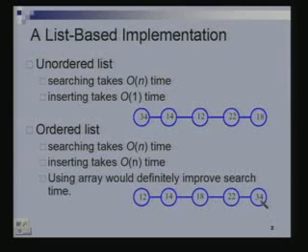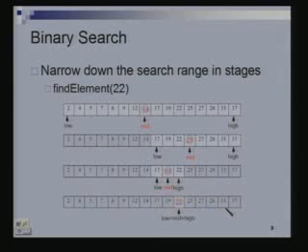If we use an array, searching can improve, right? And we've seen an example of how to do this. We use binary search to do that, right? So if the elements are ordered and we put them in an array, then we can do binary search to find the element in logarithmic time, log n time, right?